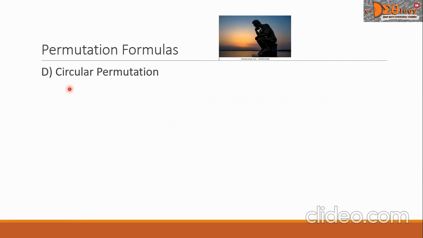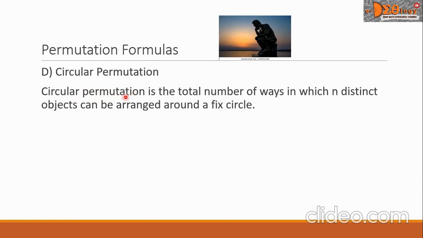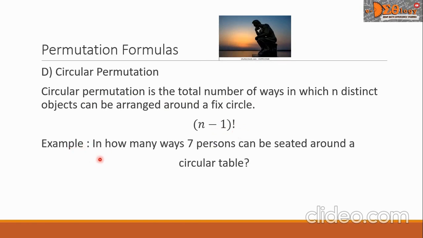Formula D is about circular permutation. Circular permutation is the total number of ways in which n distinct objects can be arranged around a fixed circle. This is the formula: the quantity n minus 1 factorial. Example, in how many ways can 7 persons be seated around a circular table? Our formula is here. We substitute the corresponding value.